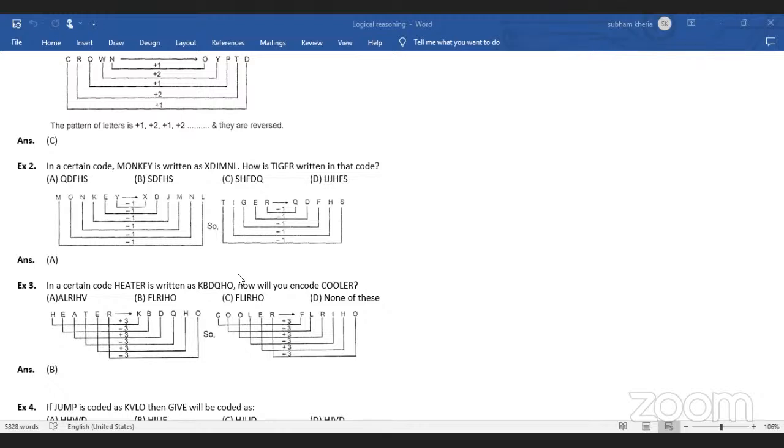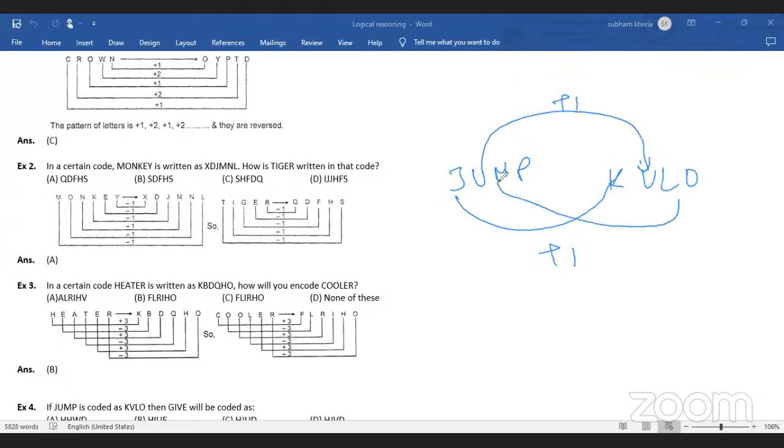People in the YouTube section, are you guys understanding? Okay, the logic is +1, +1, -1, -1. Let's check. It's JUMP and then KVLO. So J plus 1, U plus 1, M minus 1, P minus 1. Very good. So what will GIVE become?